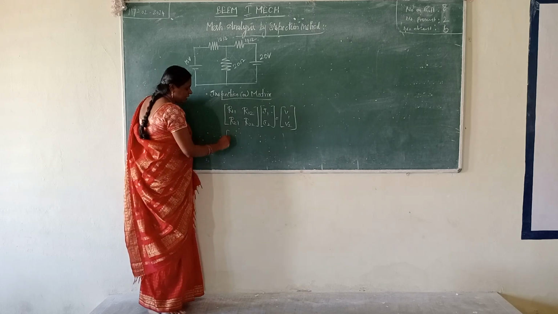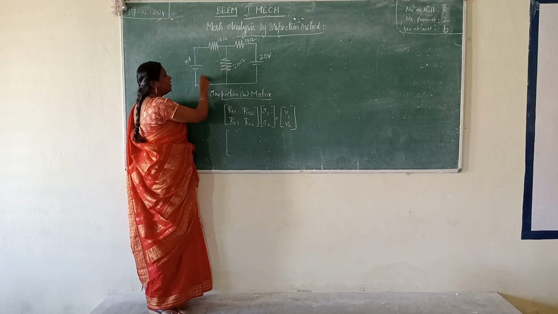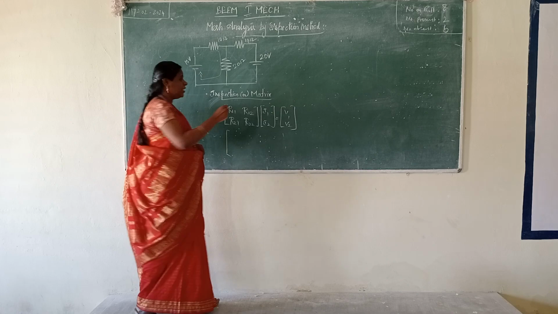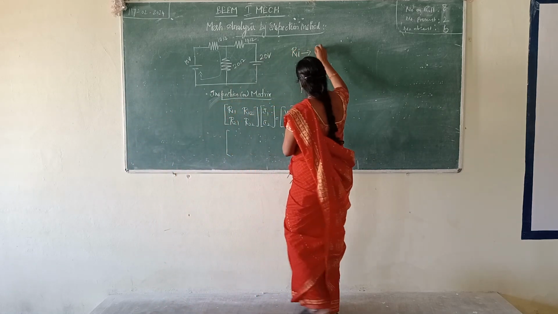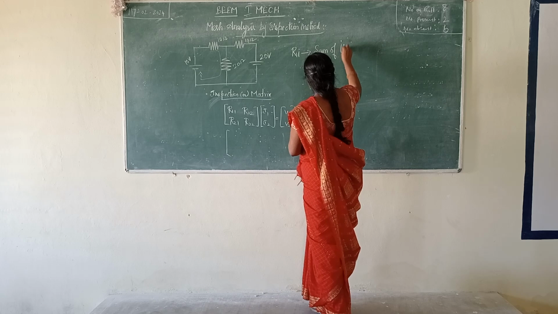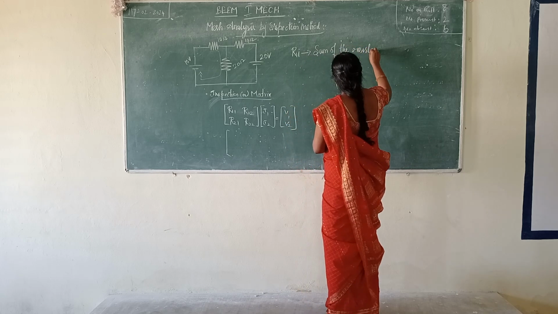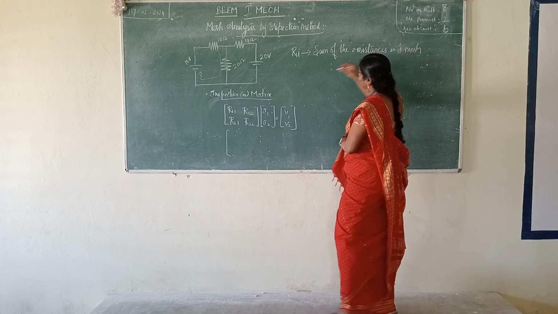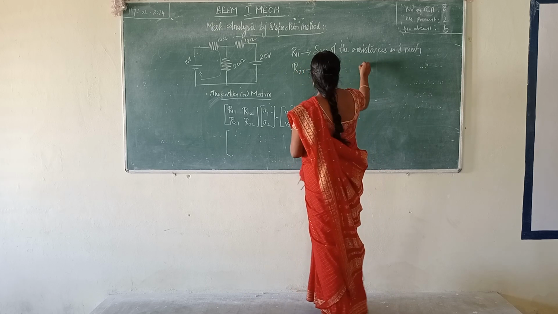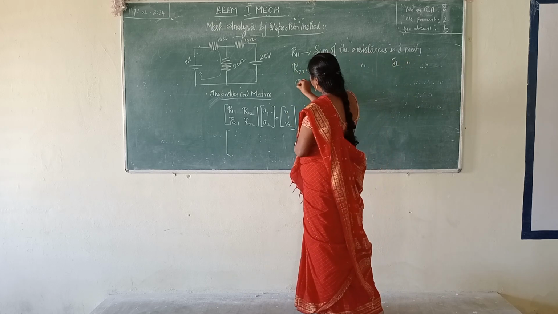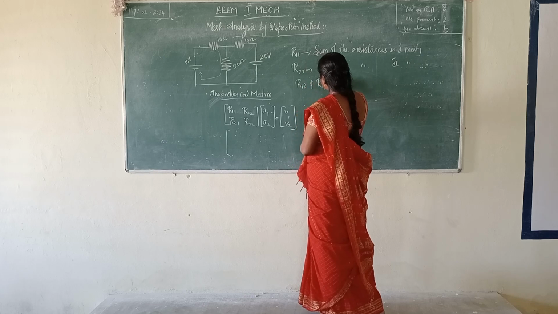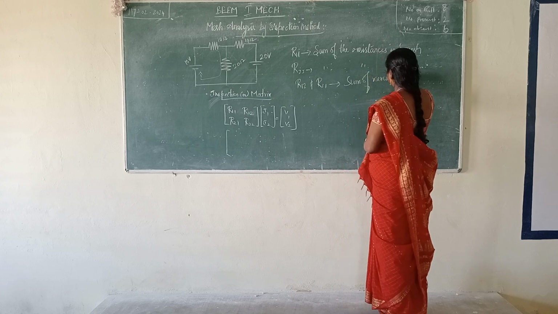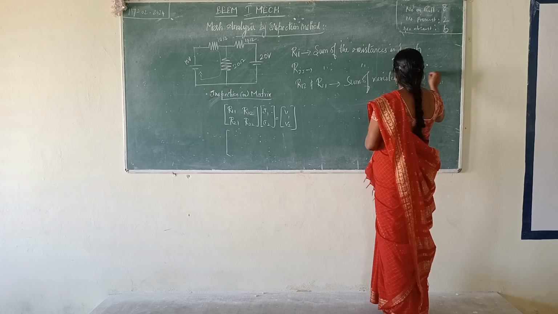So just by saying that, I can write R11 is the sum of the resistances in the first mesh. That is very important; you should write that. R22 is the sum of the resistances in the second mesh. R12 and R21 are the sum of the resistances between 1 and 2.